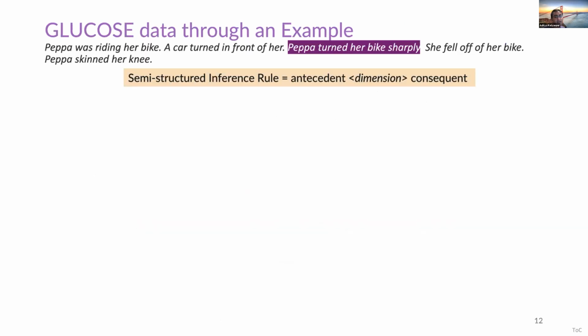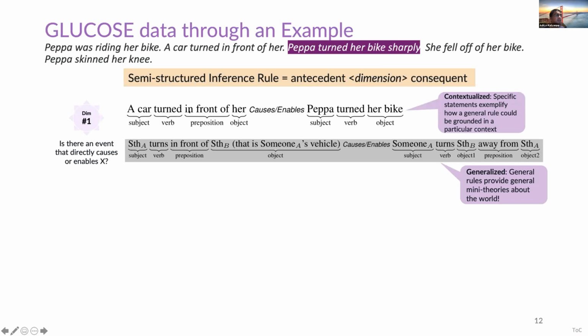So here's an example of collecting GLUCOSE data, these causal rules, again going back to the Peppa story. This was our story, the 5-sentence story, and here's the sentence in focus that we want to collect information about. We want to collect these causal rules, and there's some structure to them. A rule has an antecedent and a consequent, and the dimension is what's connecting the two. When we say semi-structured, we're collecting the antecedent and the consequent using very simple syntactic templates, like subject, verb, prepositional phrases, or subject, verb, object.